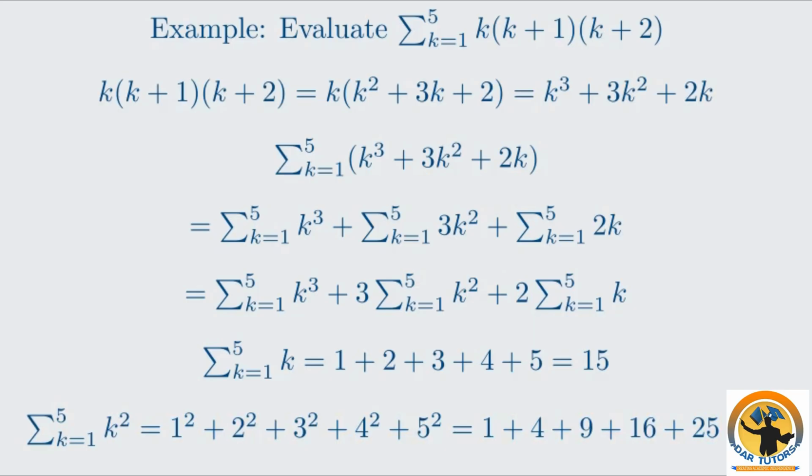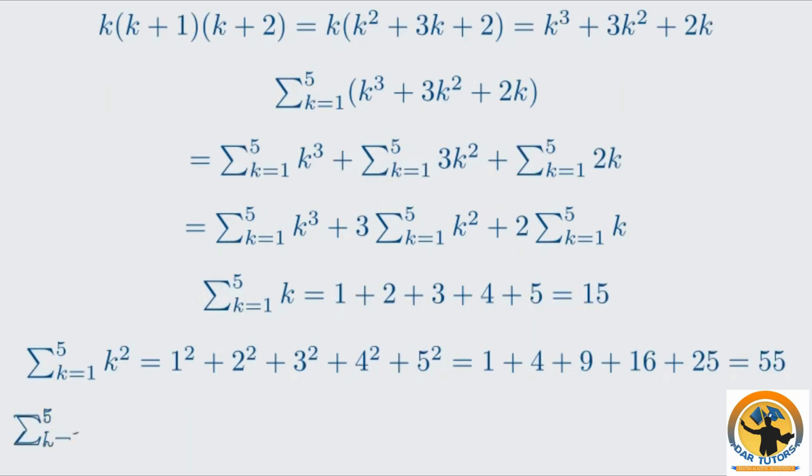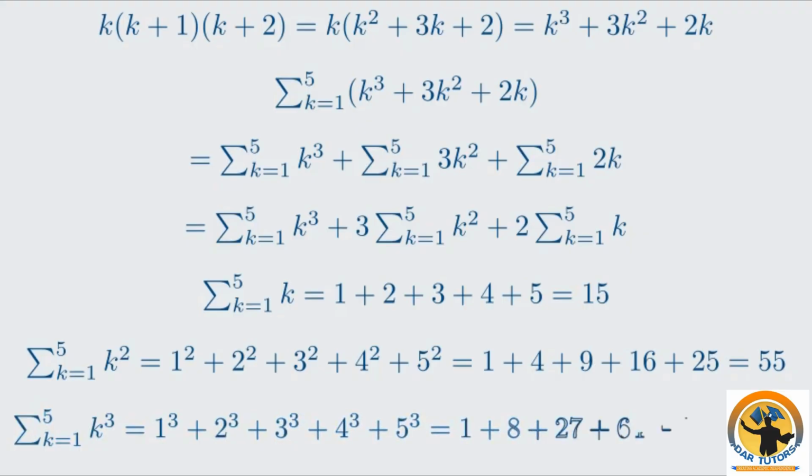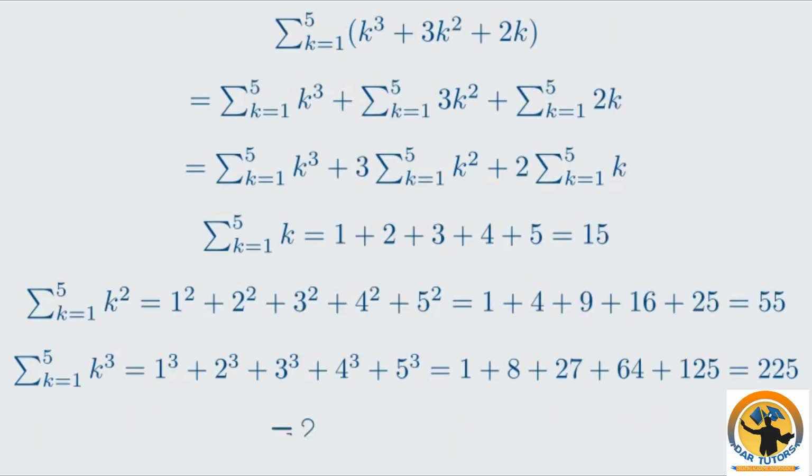Finally, the sum of k cubed. The sum of k cubed from 1 to 5 is 1 cubed plus 2 cubed plus 3 cubed plus 4 cubed plus 5 cubed, which is 1 plus 8 plus 27 plus 64 plus 125, totaling 225. Now we substitute these values back into our expression. We have 225 plus 3 times 55 plus 2 times 15.